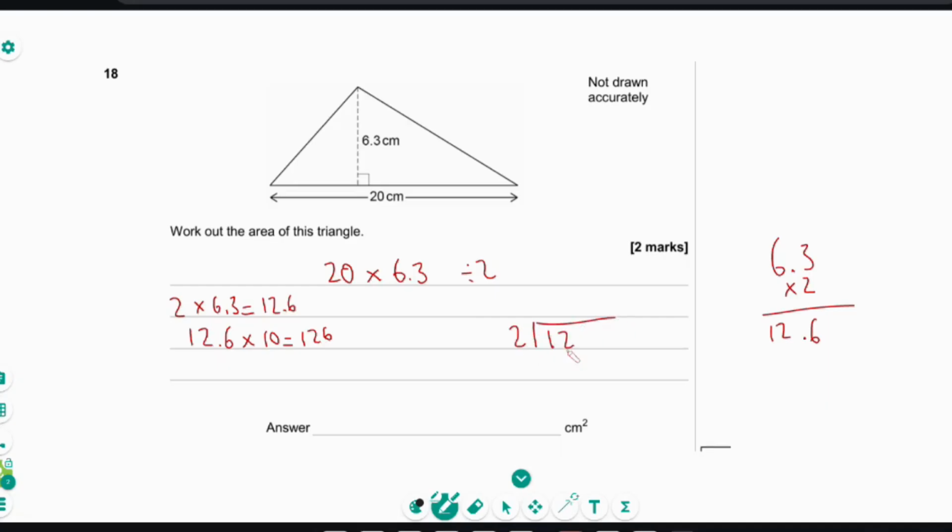A few different ways you can do this. I'm going to use the bus stop method. 2's into 1 is 0, carry the 1. 2's into 12 is 6. 2's into 6 is 3, 63 centimetres squared.